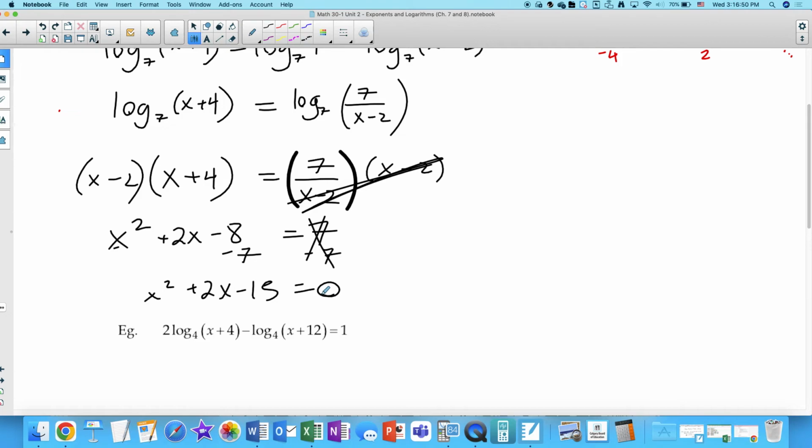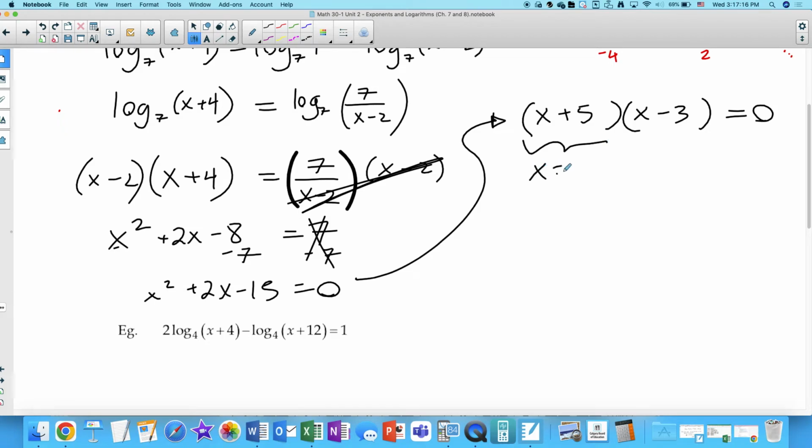All right, so we're looking for two numbers that multiply to negative 15 and add to 2. What would those two numbers be? Yeah. 5 and negative 3. Right. x plus 5, x minus 3. So here we're going to get x equals negative 5, and here we're going to get x equals 3.